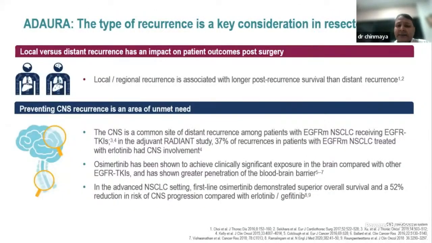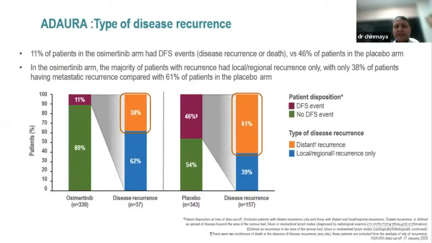So let us see the type of recurrences. First, local or regional recurrences have a better survival than distant recurrences. And also CNS recurrence is an unmet need, as we'll see. In the ADAURA trial, see the left one. Here 11% recur and 62% are local recurrences. In the placebo arm, 46% recur, but the majority, 61%, are distant recurrences. That's point number one. So it increases the local recurrences, where the management is better and survival is better than with distant recurrences.